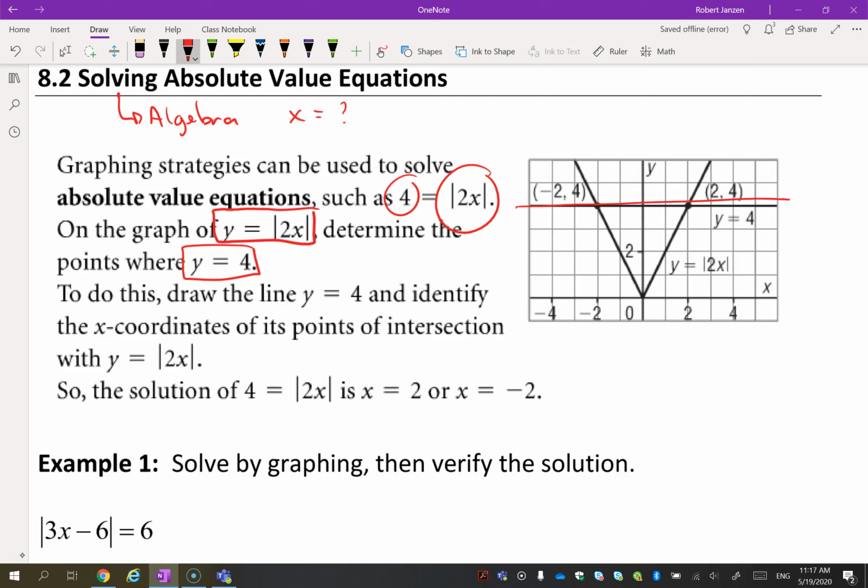Well, here's the line y equals 4, and here is the line y equals the absolute value of 2x. Where do they cross? Right here at these 2 points. So the solution for this is x equals 2 or x equals negative 2. It's what value of x will make it true. Not what is the point, what is the value of x.